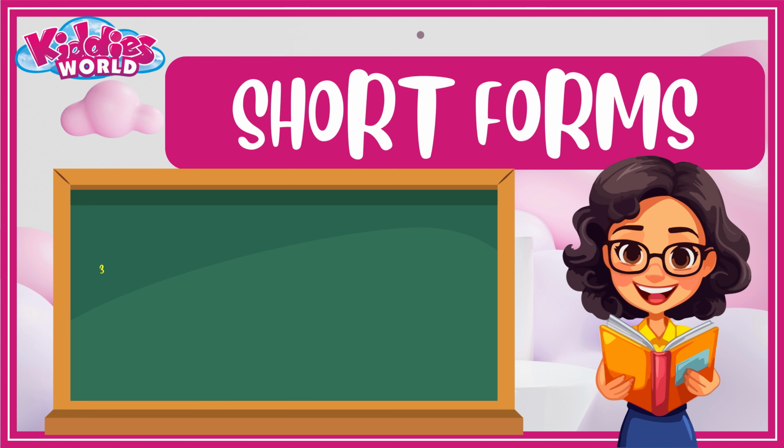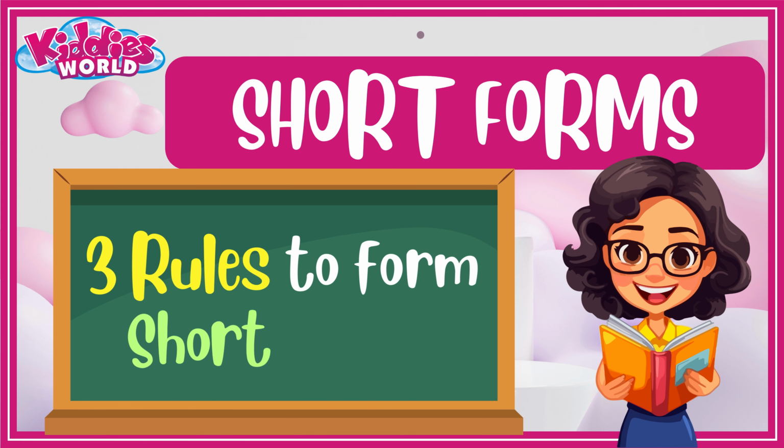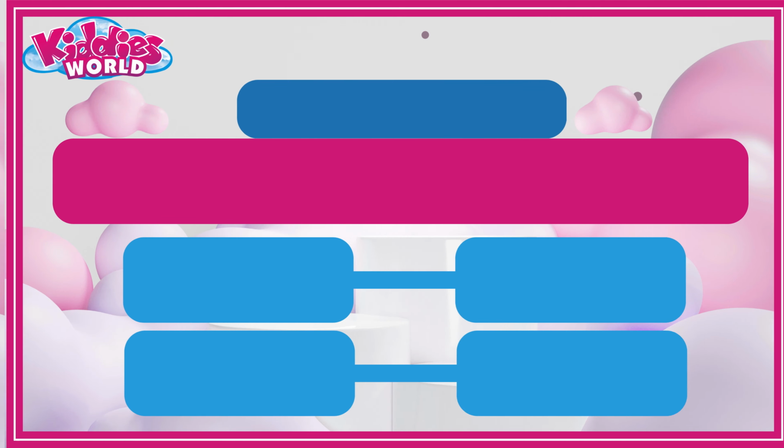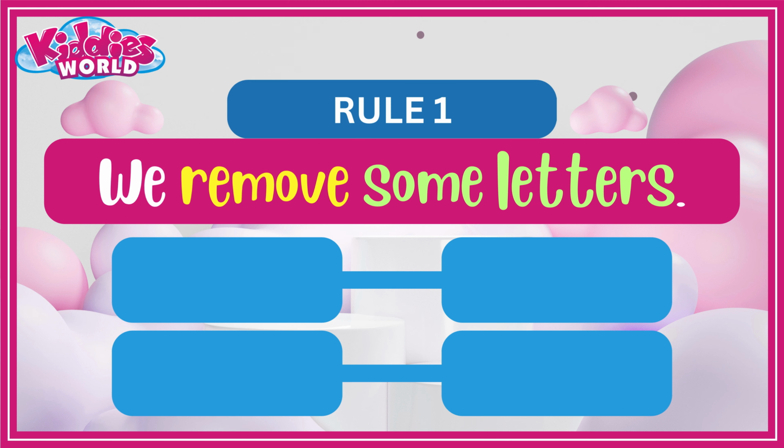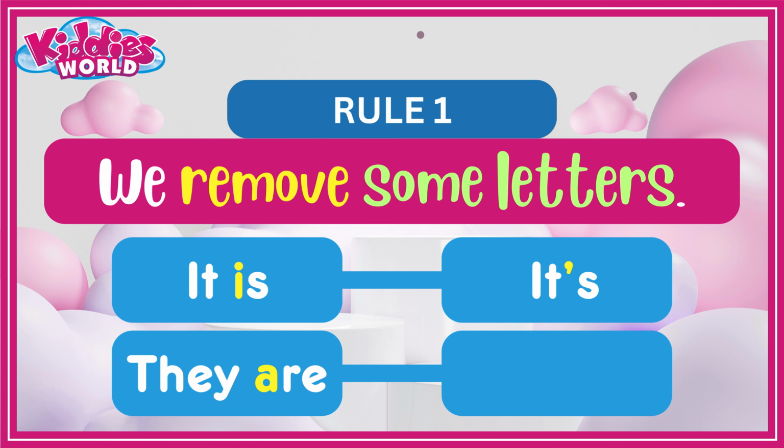Now we will discuss 3 rules to follow when we work with short forms. Rule 1. We remove some letters. Sometimes we join 2 words and remove a few letters. For example, it is becomes it's. We dropped the I from is. Let's see another one. They are becomes they're. We removed the A from are.